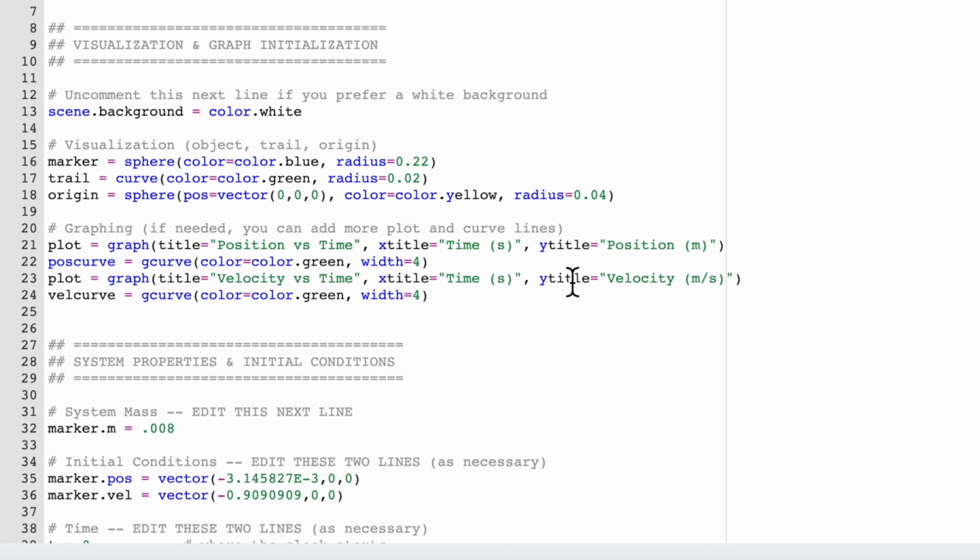This part of the model code shows the visualization and graph initialization of the data, as well as the system properties and initial conditions. The system mass is set to the mass of the marker, which is 0.008 kilograms. And the initial conditions for the marker position and the marker velocity are shown here as vectors. We got the initial conditions for the marker velocity and position from the experimental data.